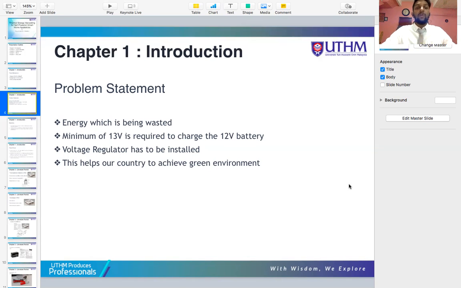Next, a voltage regulator has to be installed. Why does the voltage regulator have to be installed? Let me explain again. From thermal energy, that energy I'll be converting into the battery. From that battery, I'll have an output socket outlet. Why do I have the socket outlet? It is for people to use it.